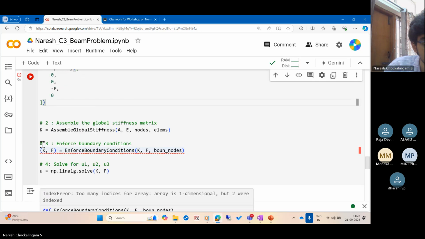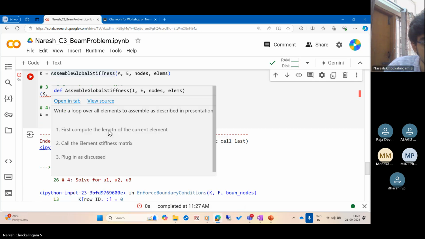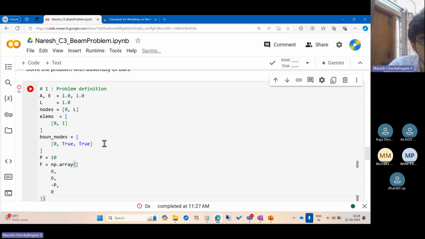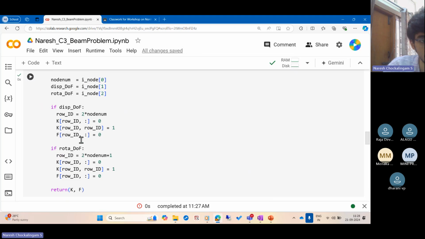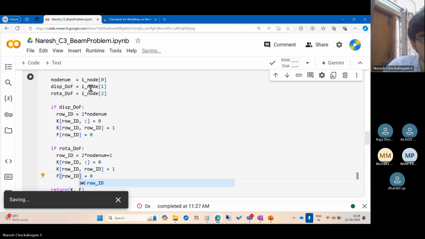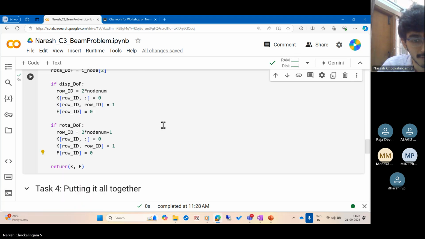Okay. Too many indices for array. Okay, so F is a 1D array, so we cannot have this. It's just F of row ID. There's no column. Now F is a column vector, so it cannot have multiple columns. Now let's run. It should run this time.